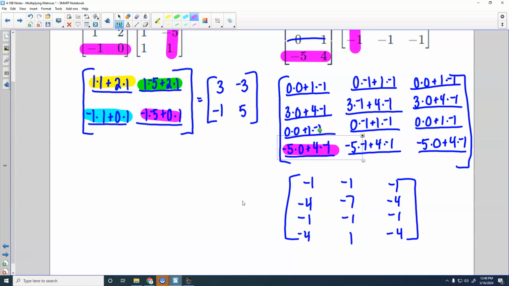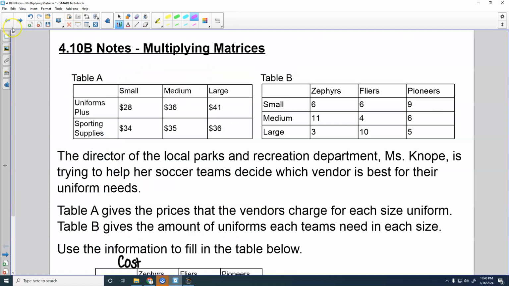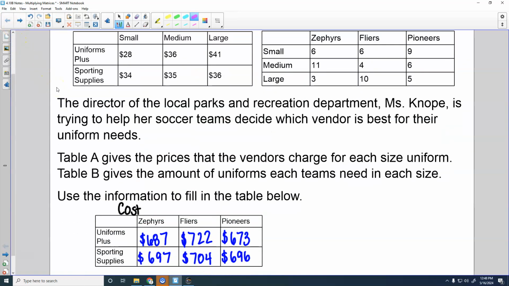Now, let's go back to the first question before we do the last question here. Because in this first one, even though you did not know it, you were multiplying matrices. Because if you think of this number right here, 687, you are multiplying 28 times 6 plus 36 times 11 and 41 times 3, right? You multiplied the top row times the first column, right? That's what we did to get that value.